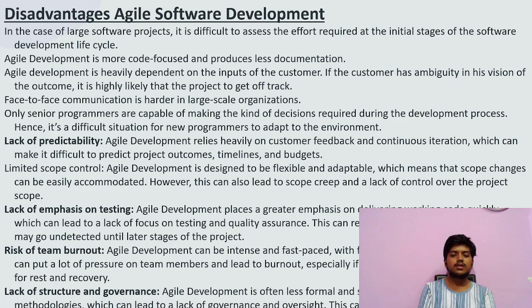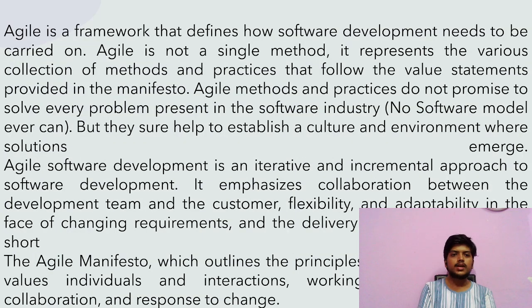Lack of structure and governance. Agile development is often less formal and structured than other development methodologies, which can lead to a lack of governance and oversight, and can result in inconsistencies. Agile is a framework that defines how software development needs to be carried out. Agile is not a single method; it represents a collection of methods and practices that follow the value statements provided in the manifesto. Agile methods and practices do not promise to solve every problem present in the software industry, but they sure help to establish a culture and environment where solutions emerge.